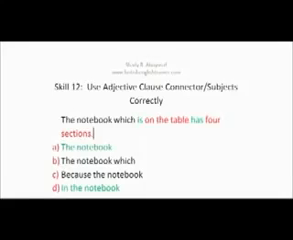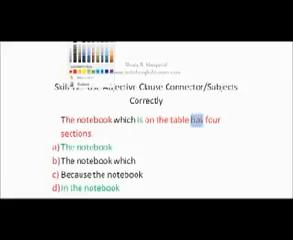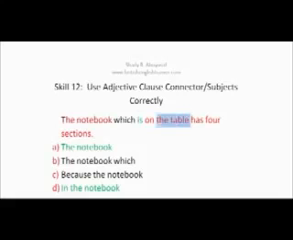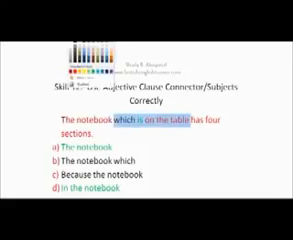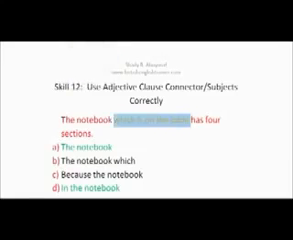The notebook which is on the table has 4 sections. So the notebook here becomes a subject. Fantastic. It becomes a subject. And has becomes like the main verb. Well, that's great. So the notebook has 4 sections. What about which is on the table? Which is on the table, that's an adjective clause. So the notebook has 4 sections, or the notebook which is on the table has 4 sections.